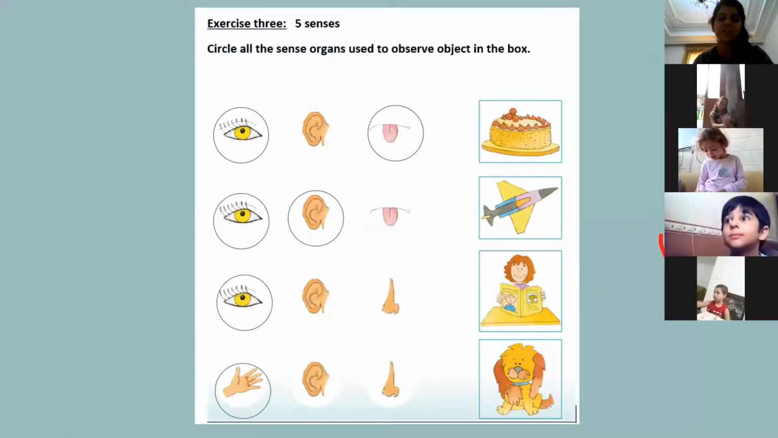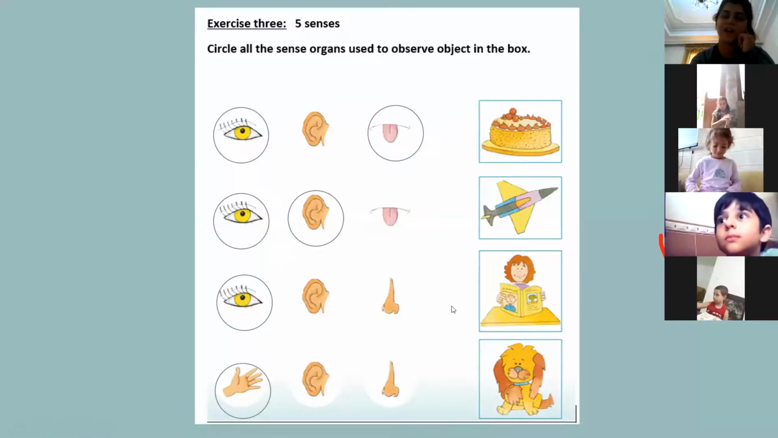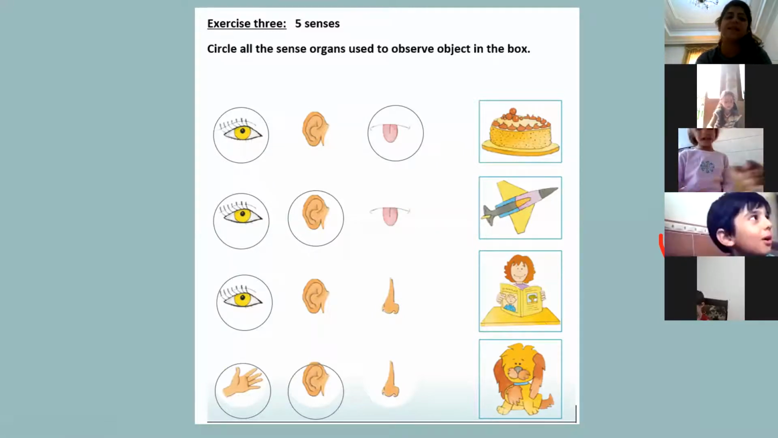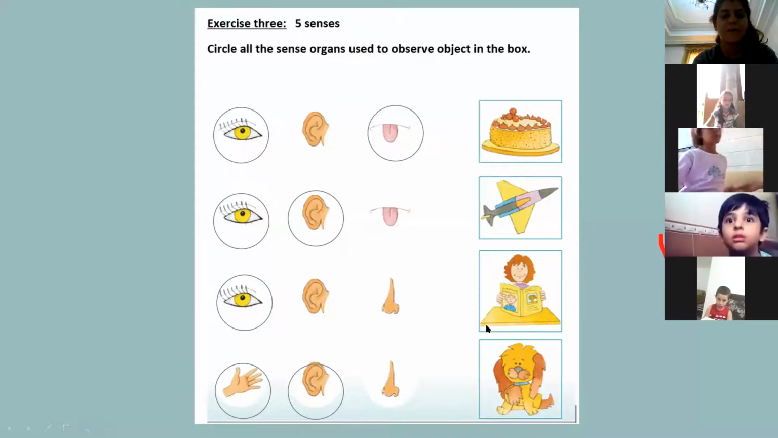The last one, I'm gonna solve it. We can touch the dog. We can touch our pet, if it's fluffy, soft, rough, and so on. We can hear the dog barking. Sometimes we can smell the dog. Sometimes, okay? I didn't circle it, but you can circle it, okay? Sometimes you can smell the dog if it's dirty or something.